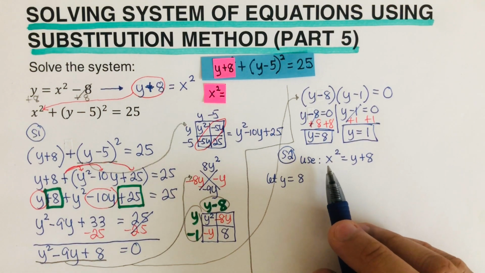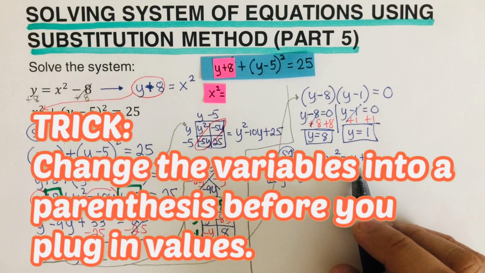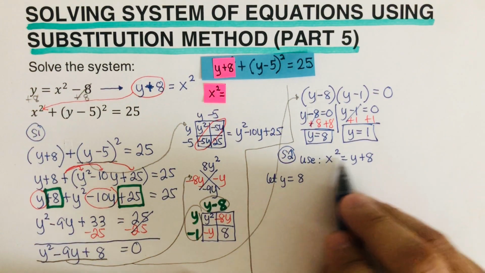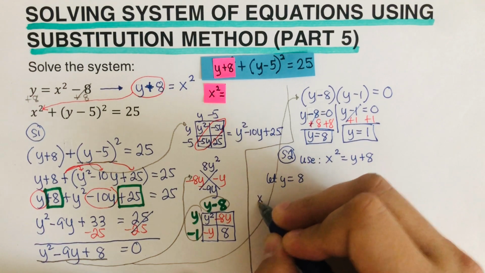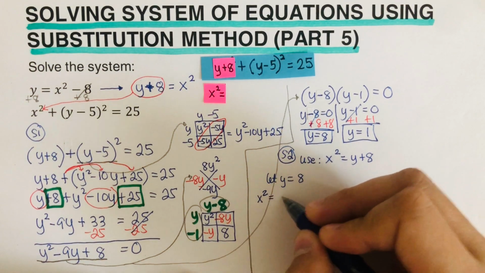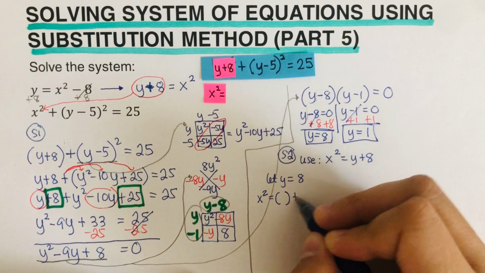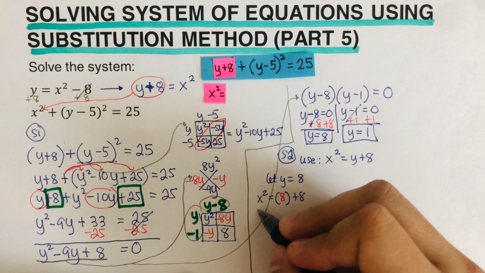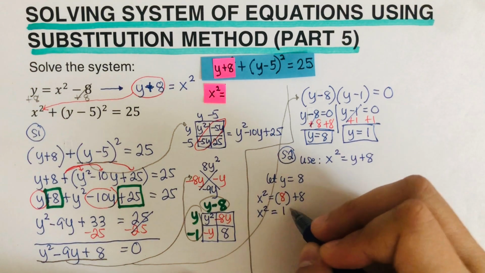Remember, when we're going to plug in values, we're supposed to change the variable into parentheses first. So then if y is 8, I can go ahead and rewrite that. So that would be x squared, since x was missing, is equal to y, that's 8 right there, plus 8. So I can go ahead and plug it in here. And then I do the math. So that would be x squared is equal to 16.